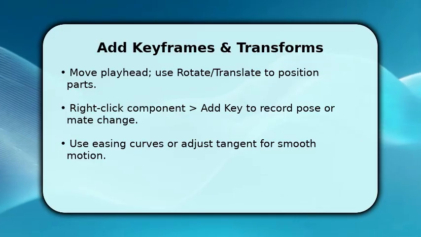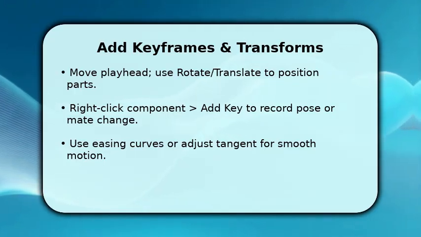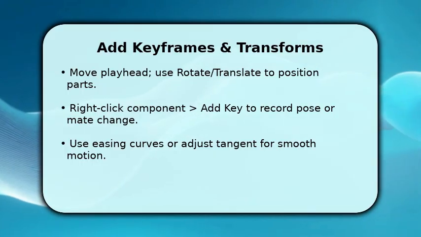Now you animate. Move the playhead to your next desired time, then use Rotate or Translate to position the component where it must be. You must explicitly record each change. Right-click the component and choose Add Key to capture that pose or a mate change.